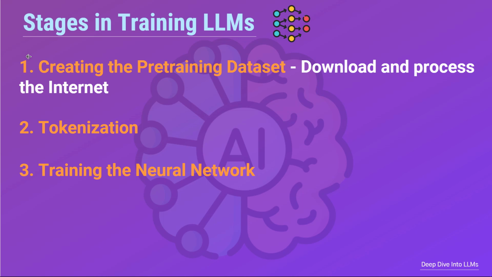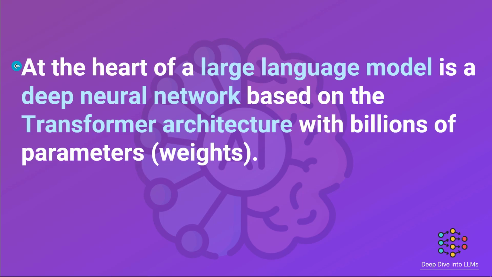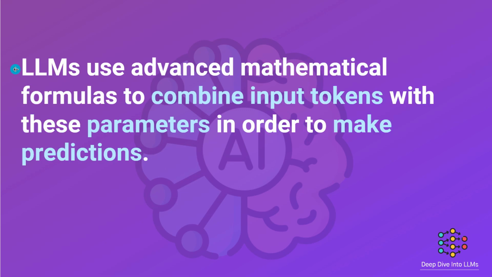In this video, we'll explore the third major stage in training large language models: training the neural network. Let's dive in. At the heart of a large language model is a deep neural network based on the transformer architecture with billions of parameters, also referred to as weights. Think of them as numerical settings that determine how the network processes input, sequences of tokens, to produce output, predictions for the next token. LLMs employ complex mathematical expressions that combine input tokens with these parameters to make predictions.